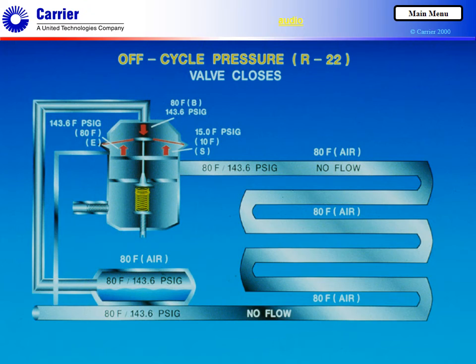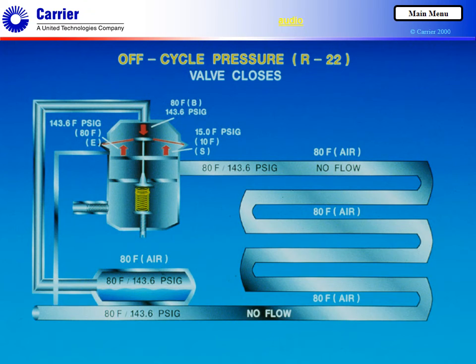Another complication encountered at startup results from the fact that the remote sensing bulb pressure is not limited. It can climb as high as the air temperature around it permits. For example, in the previous case, the 80 degree Fahrenheit air surrounding the sensing bulb placed a 143.6 psig force above the diaphragm. When the compressor cycles back on, the evaporator pressure below the diaphragm is quickly reduced.